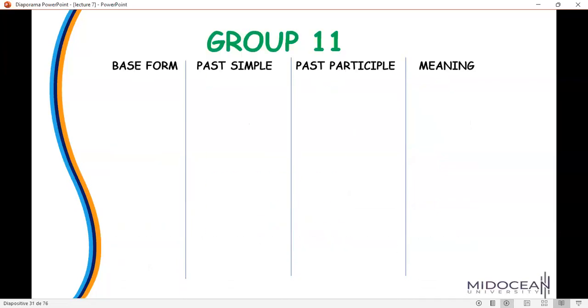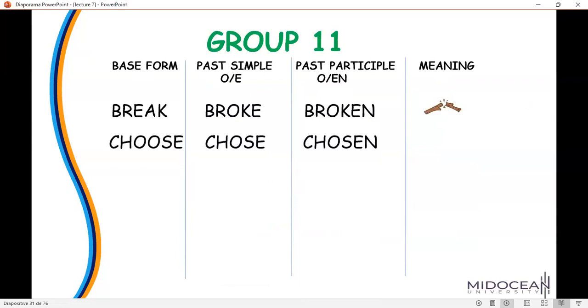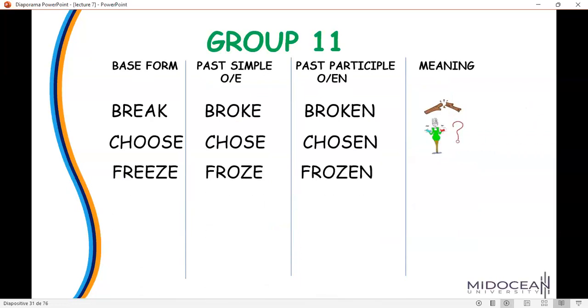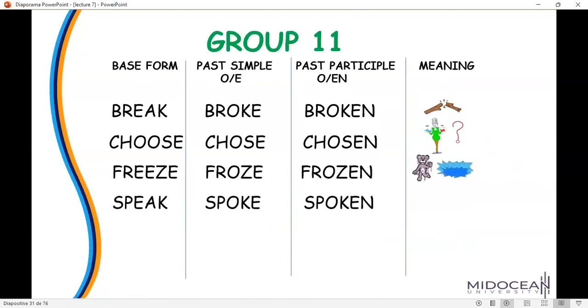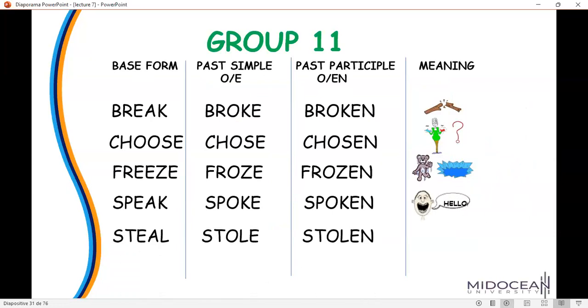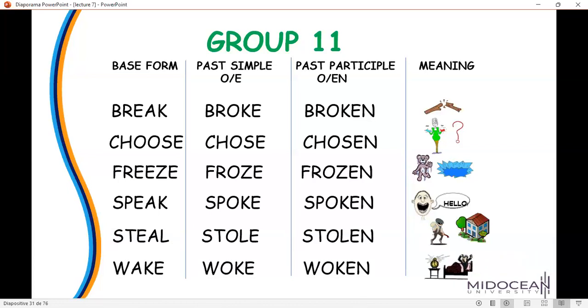Group 11. Verb to break, simple past broke, past participle broken. Choose, simple past chose, past participle chosen. Freeze, simple past froze, past participle frozen. Speak, simple past spoke, past participle spoken. Still, you have the past simple stole and the past participle stolen. Wake, simple past woke, past participle woken.